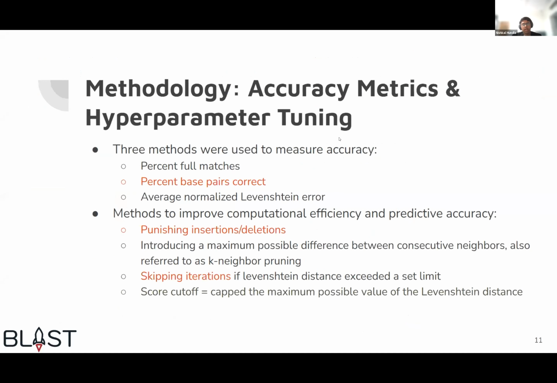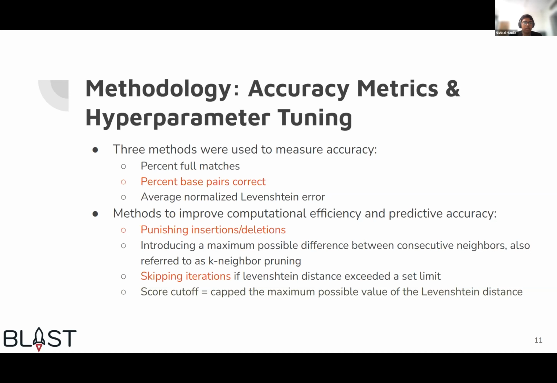Now that we've seen how the algorithm actually works, let's look at some of the accuracy metrics and hyperparameter tuning optimizations that were implemented. So there were 3 methods that were used to measure accuracy. The first one being percent full matches. This was more of a binary method in which we would check if the entire prediction matched the correct values. That is, every single base pair matched those in the correct value, and only then would the prediction be termed correct. We soon realized that this was not very optimal, as it did not give a better idea of how accurate our program was.